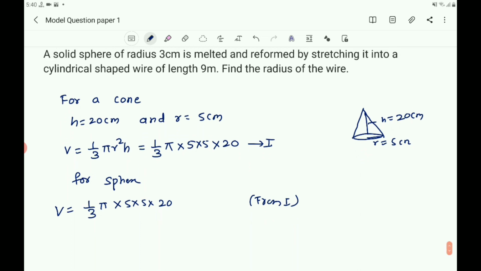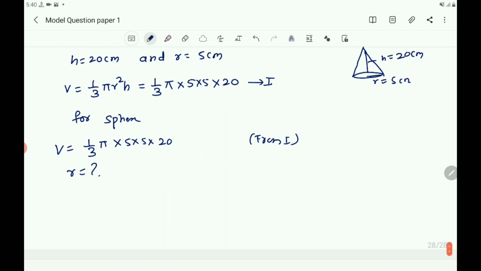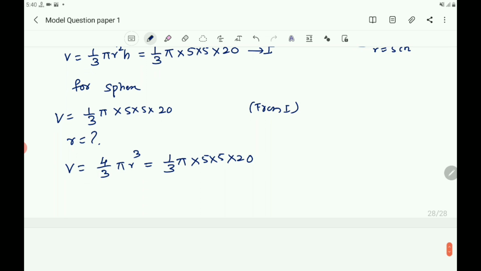Then you write what is required here, r equals question mark. And what is the formula for the volume of the sphere? That is V equals 4 by 3 pi r cube. That equals this one you write. Equals what? 1 by 3, 5 into 5 into 5 into 20. Then 3 3 cancels, 5 5 cancels.